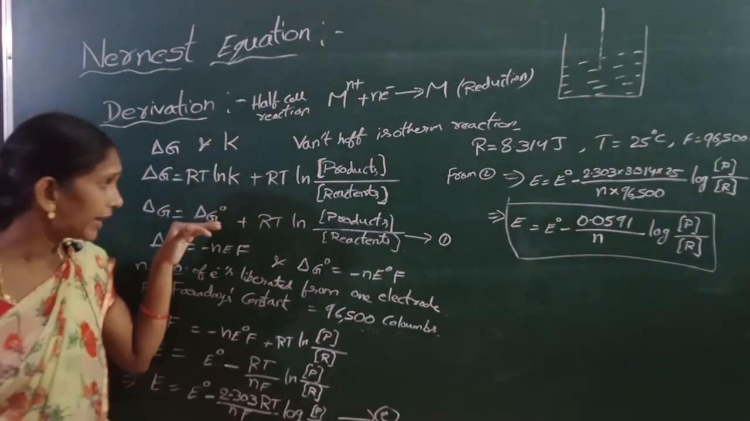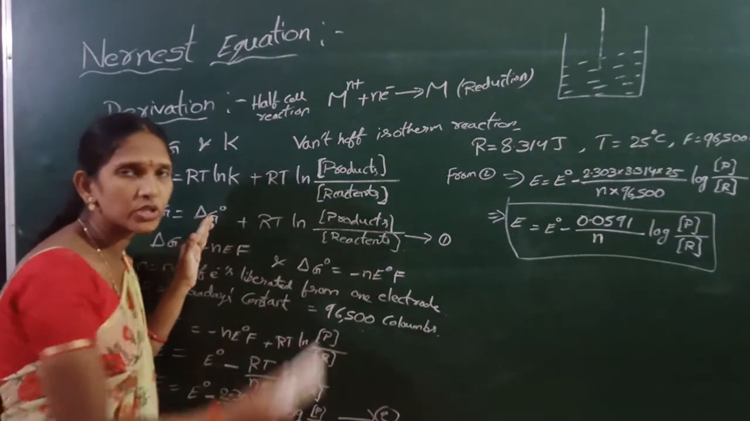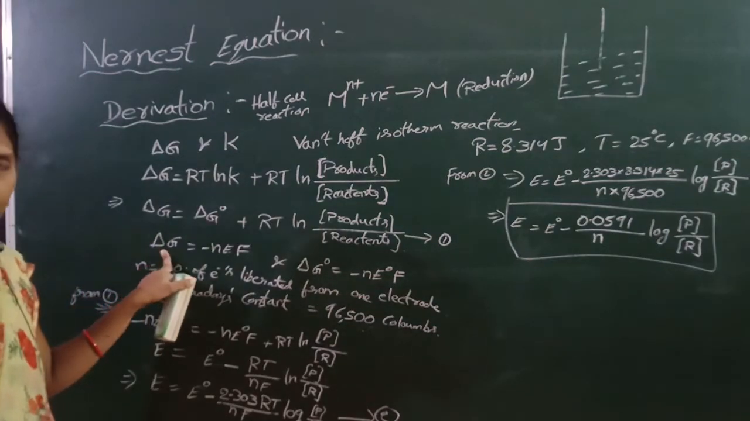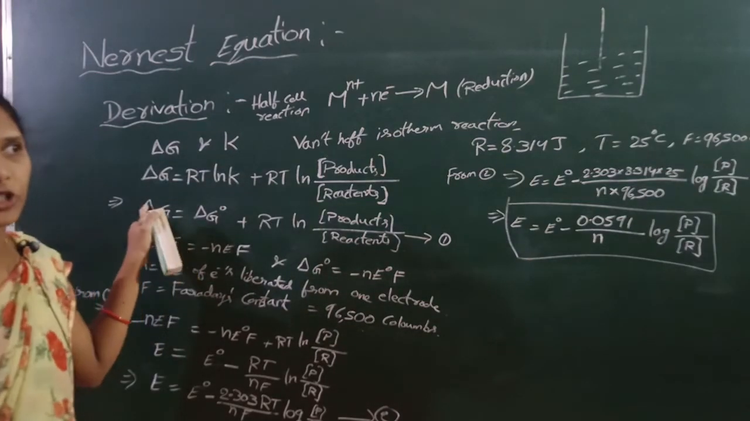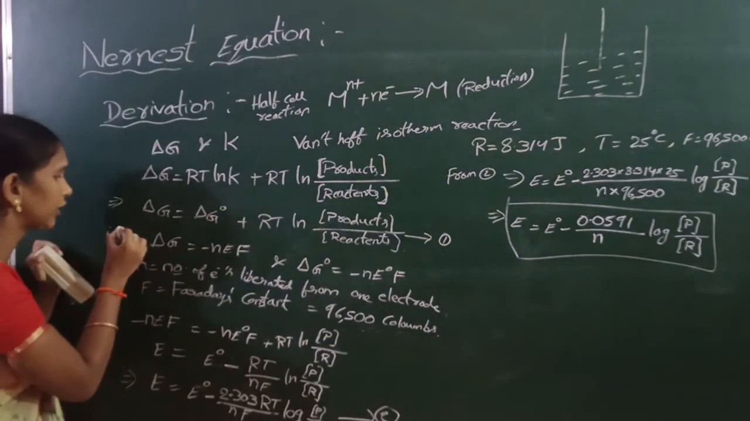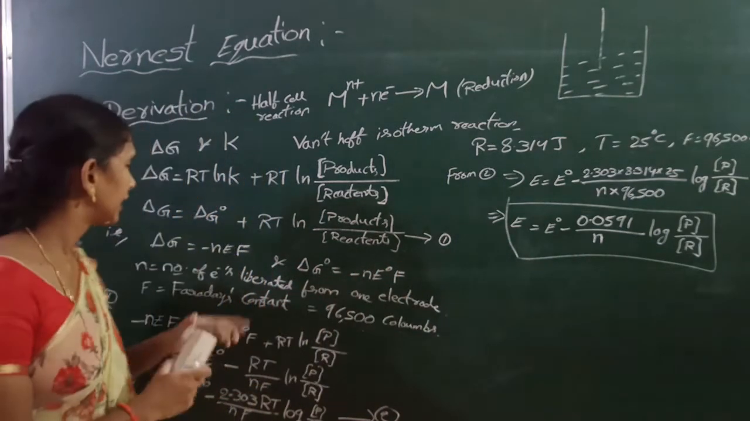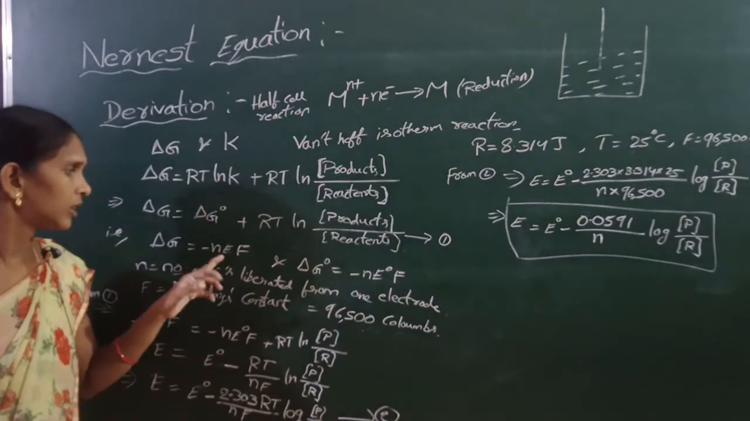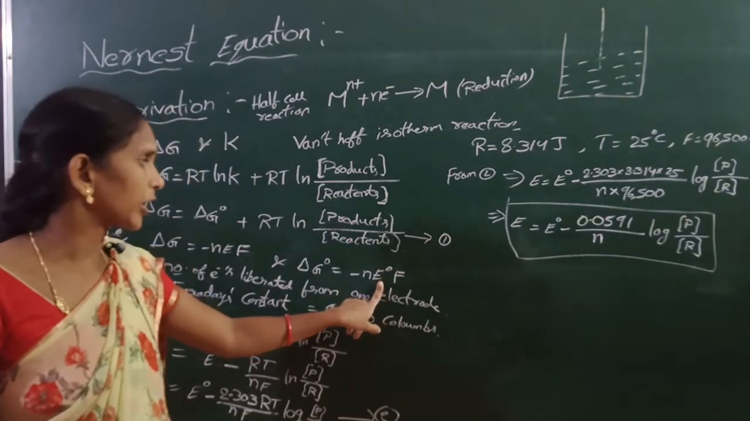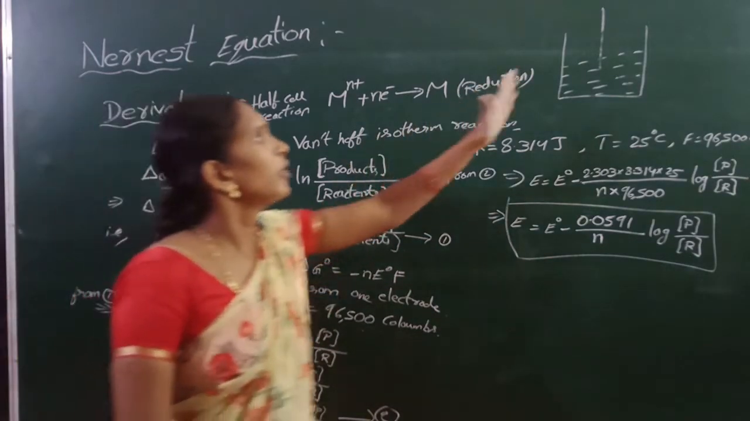Then the electrical energy is produced at the decrease of free energy. That is, delta G is equal to minus nEF. Delta G naught is equal to minus nE naught F. Here F is equal to Faraday, E is equal to electrode potential, E naught is equal to standard electrode potential. n is equal to the number of electrons liberated from one electrode.